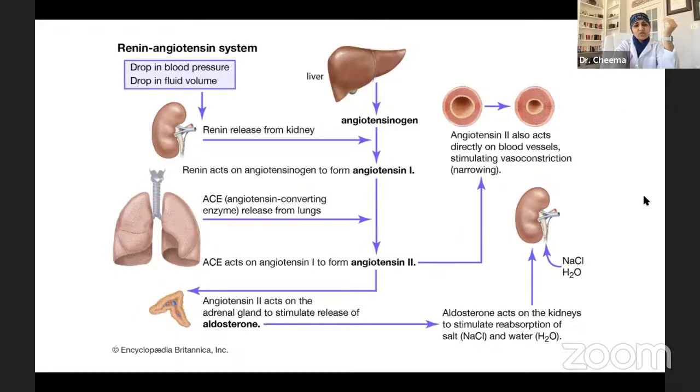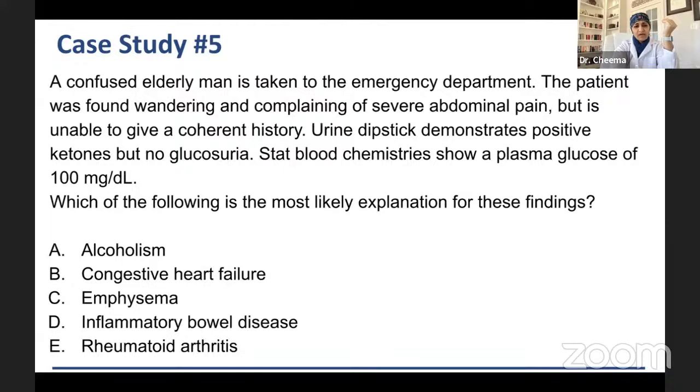Okay, so now let's move on to our next case study. We have a pre-med student with us as well. Can you please read this for us?